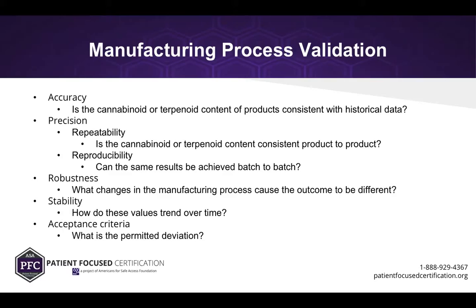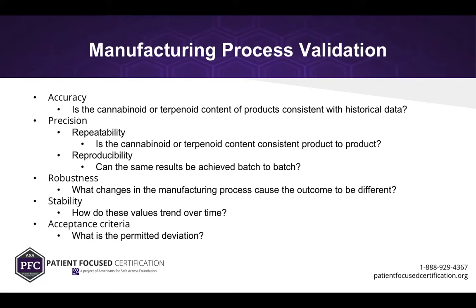What changes in the manufacturing process could cause the outcome to be different? Did someone call off sick and you had to put somebody into a new process that maybe they're not familiar with? How is your training making sure that your employees are performing these tasks consistently in the same way every time? How do your content values change over time? And what is your permitted deviation?